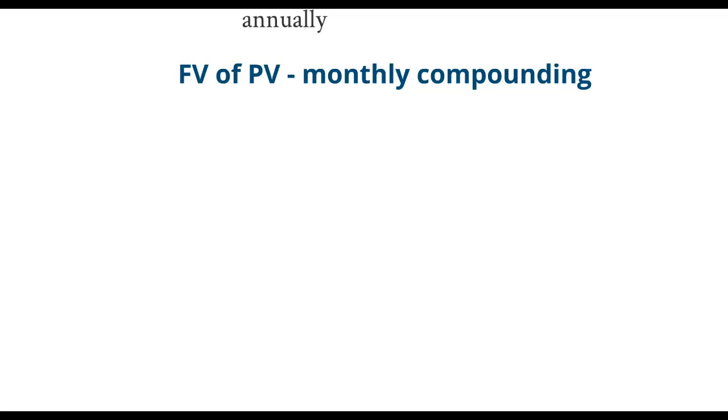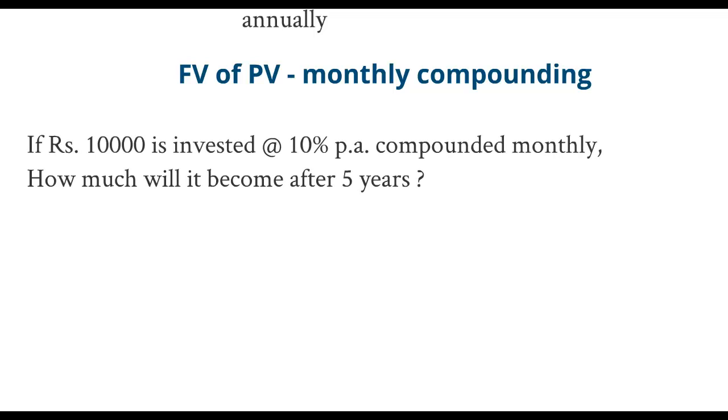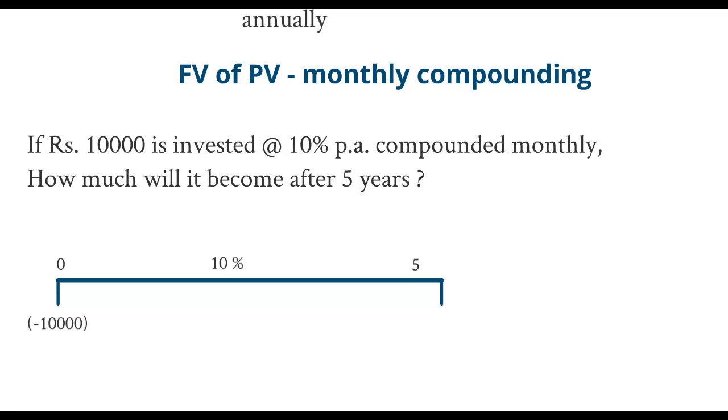One more question on compounding. Let's say you have rupees 10,000 invested at the rate of 10% per annum compounded monthly. How much will it become after 5 years? Now you have a monthly compounding, so you will need a monthly rate and a monthly NPER. Quickly get to the timeline. You have 0 to 5 years. What are we going to do? We are going to multiply the NPER and divide the rate, because we want to find out the future value.